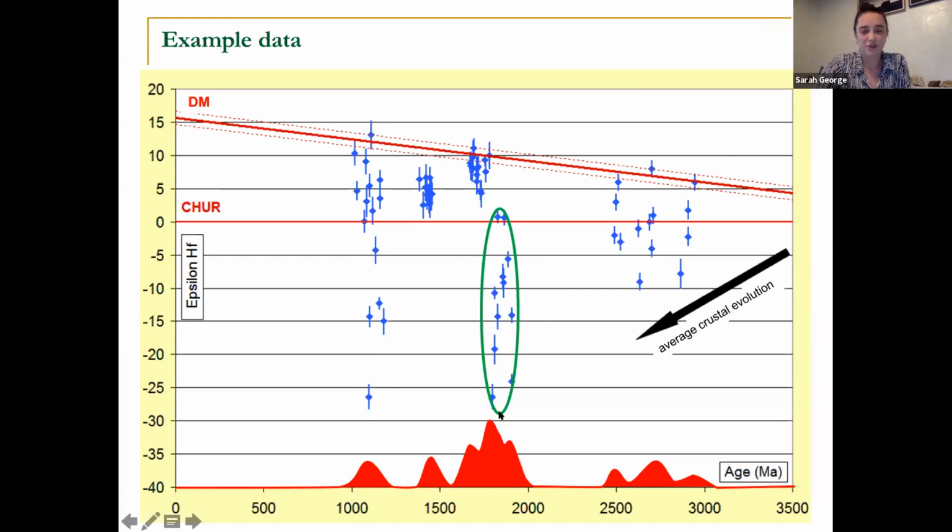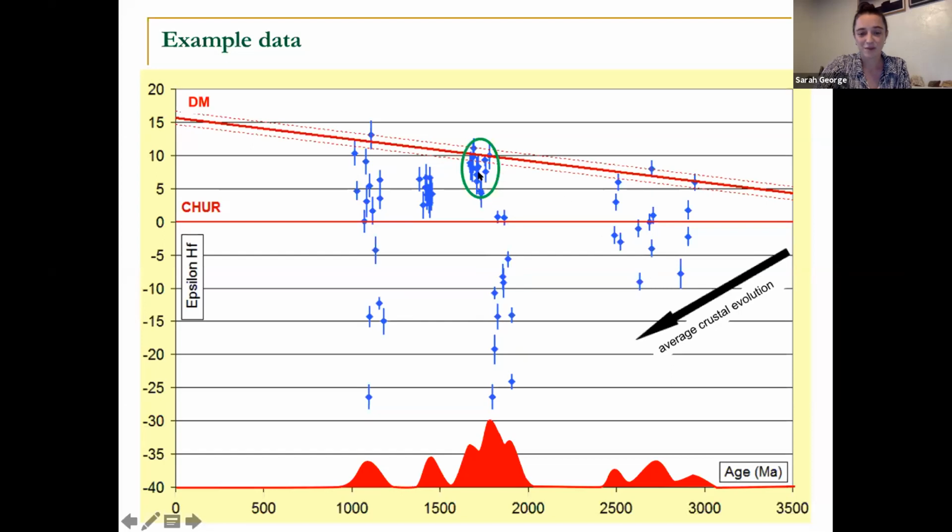Okay, so we've got this vertical mixing array at like 1.8 Ga that comes up to CHUR and goes down to more evolved signatures. And so the question, of course, is, well, where is this coming from? And conveniently, if we're just looking at the average crustal evolution line, we've got some older sources, and so we can easily invoke just kind of remelting of those sources.